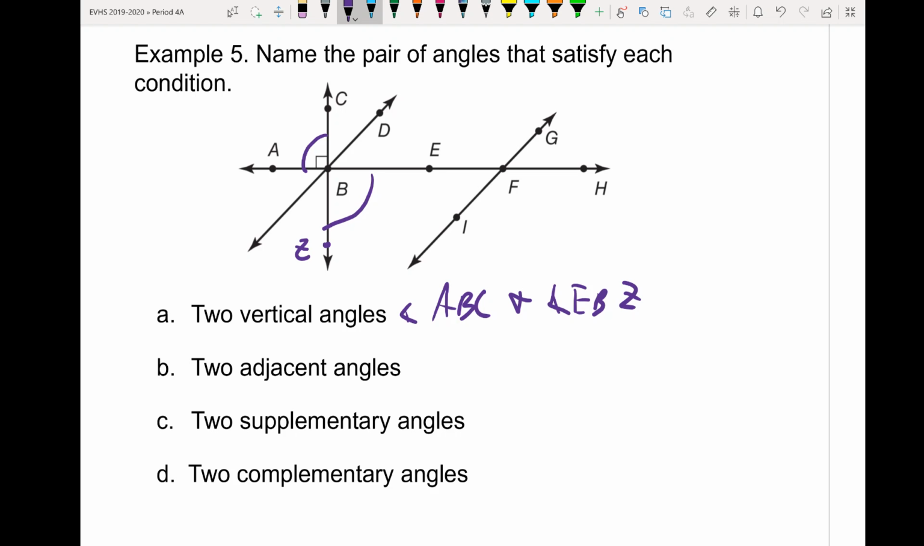All right, two adjacent angles. Let's use angle GFH as our first one. Give me an adjacent angle to angle GFH. Or what's adjacent mean? They share a vertex and they share a common side. So yes, would you say EF? EFI will not work because EFI is vertical with it. It has to share a side. EFG would work.